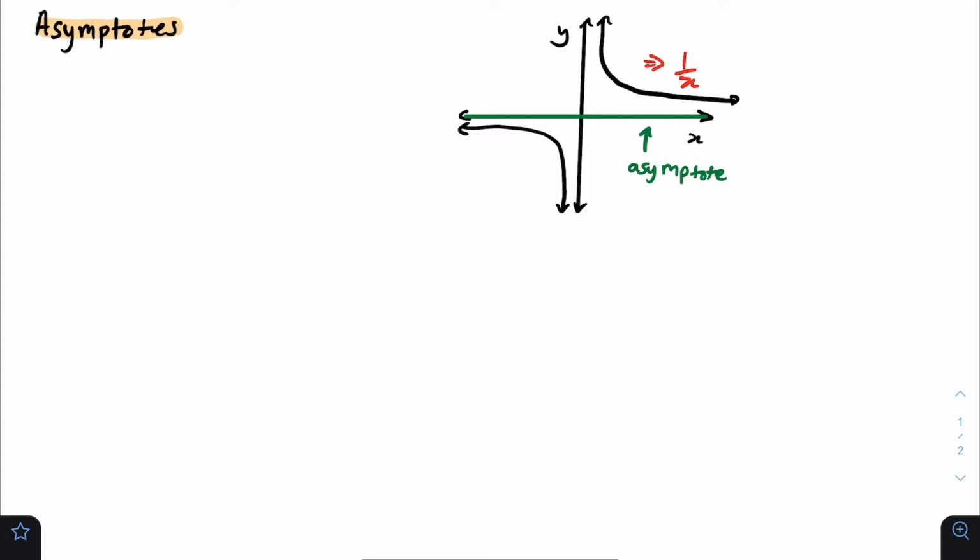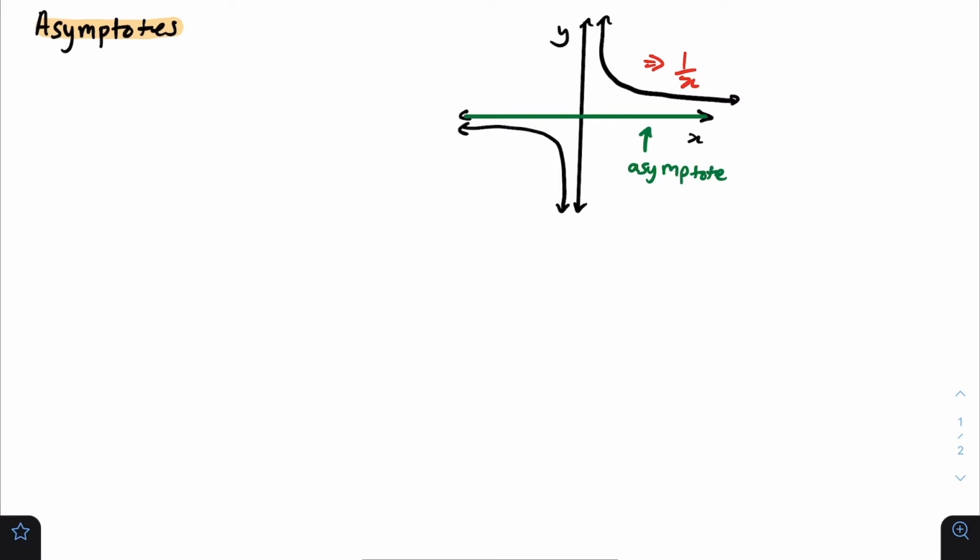So on the right I've drawn the function f of x equals 1 over x, and the asymptote is in green. As we can see, the function keeps going closer and closer to the green line, but it doesn't actually hit it. It gets infinitesimally close. That's why it's called an asymptote, when it gets so close but never reaches it.